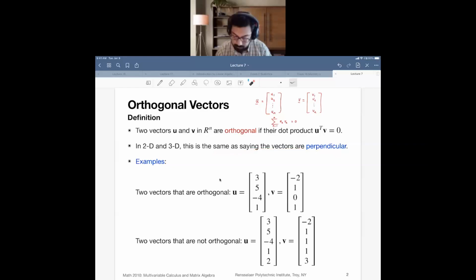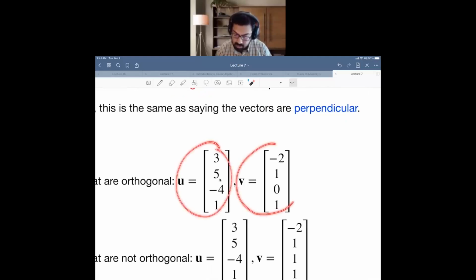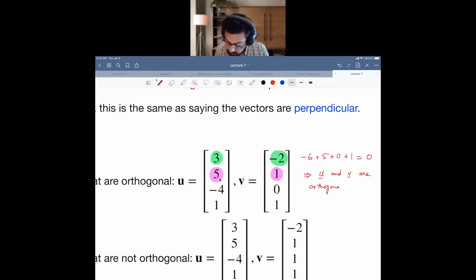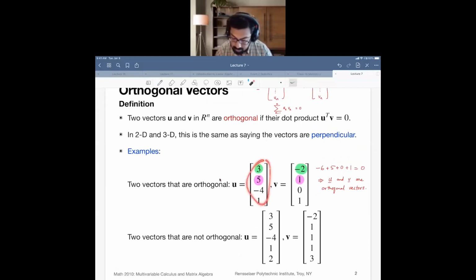So let's take two examples here of u and v. There are two vectors, u and v, and we are going to quickly check whether they are orthogonal or not. For that, all we need is to find the dot product of these two vectors. So if I multiply this with this, and then this with this, and I add all of those multiplication results, I get the dot product. So what is that going to be? It's going to give me negative 6 plus 5 plus 0 plus 1. Is that equal to 0 or not? And it is equal to 0, right? So because it is equal to 0, you can say that u and v are orthogonal vectors. And notice over here, they are both in R^4 space.